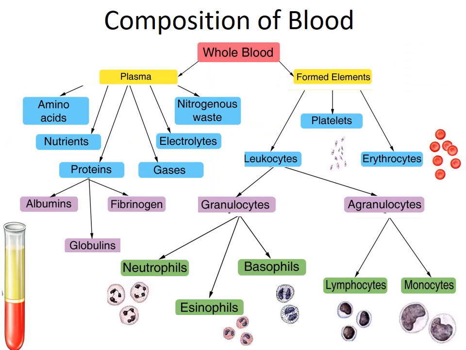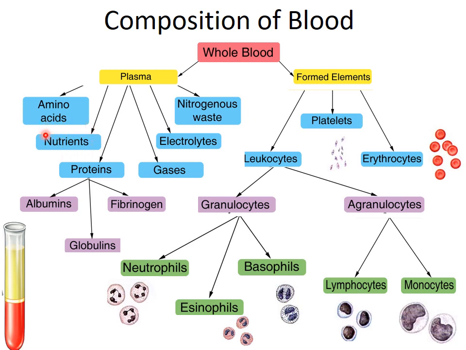The whole blood is divided into plasma and formed elements. Plasma is the fluid portion of the blood, whereas the formed element is the solid portion, or the cellular element of the blood. If you carefully observe plasma, it has dissolved proteins which are called plasma proteins, and the three major plasma proteins are albumin, globulin, and fibrinogen, which have different functions that will be explained in the next slide. The plasma also has amino acids.